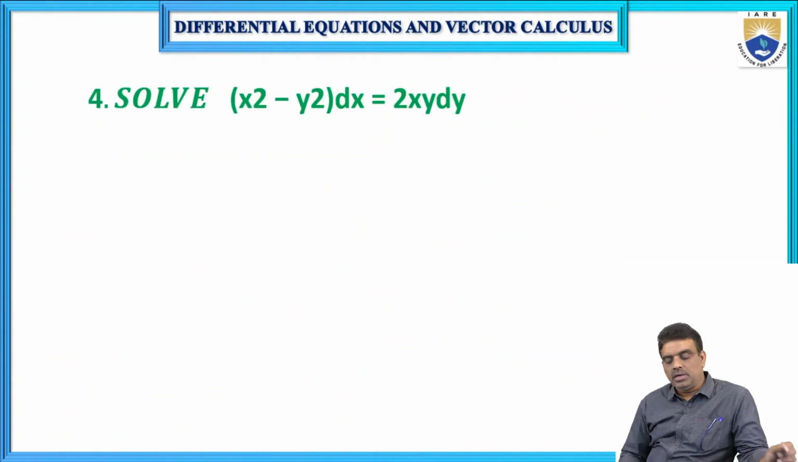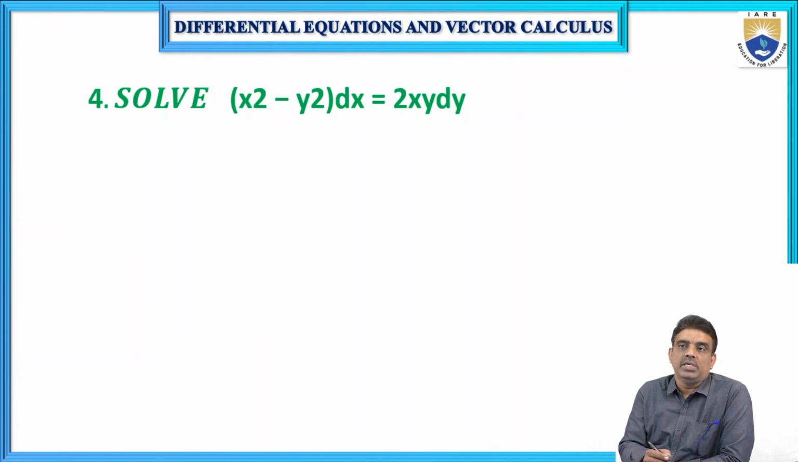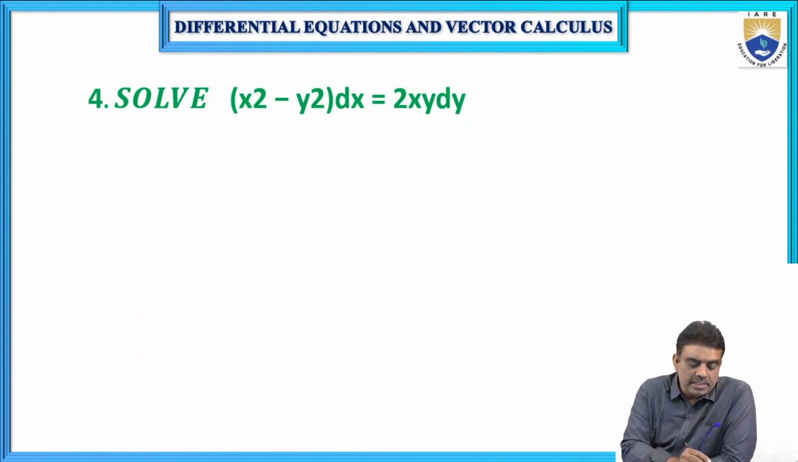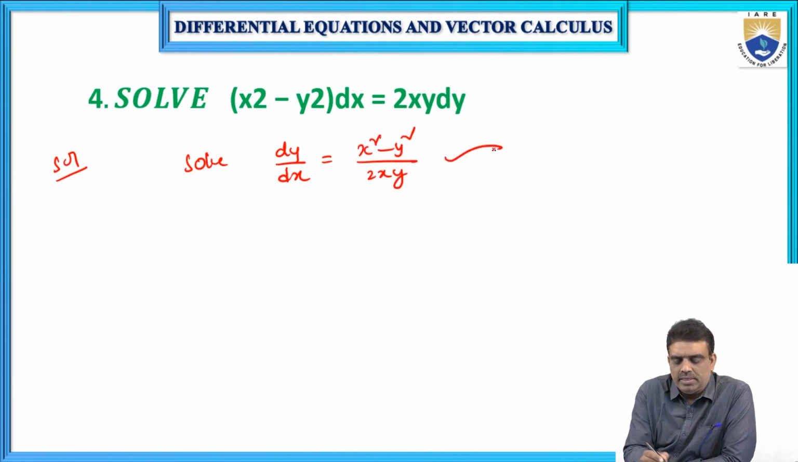So there is one more problem and I will solve it. You have to do the integration. I will solve up to some part. You are supposed to solve the remaining part because you also need to practice. So what is the given problem? Solve the given differential equation dy by dx is equal to (x square minus y square) by 2xy.